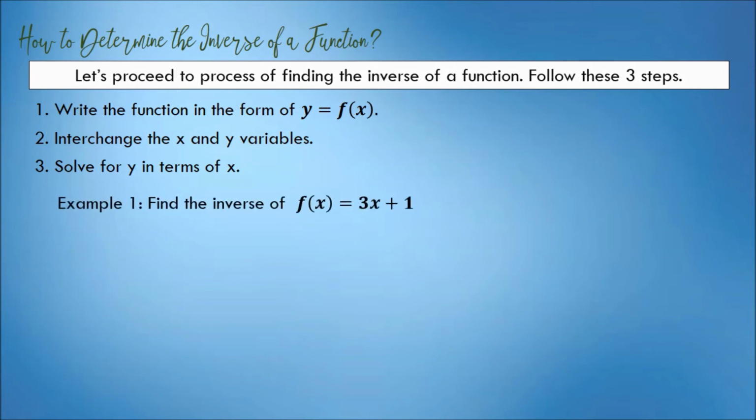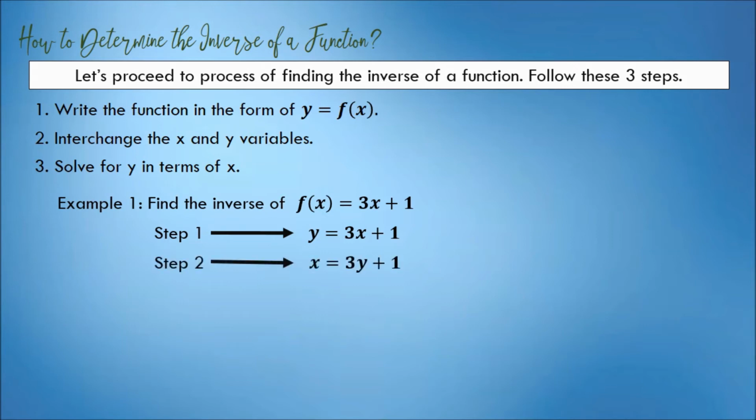Example number 1. Find the inverse of this function. F of x is equal to 3x plus 1. Step number 1. Write the function in the form of y is equal to f of x. Replace f of x by y. This will be y is equal to 3x plus 1. Step number 2. Interchange the x and y variables. This will be x is equal to 3y plus 1.